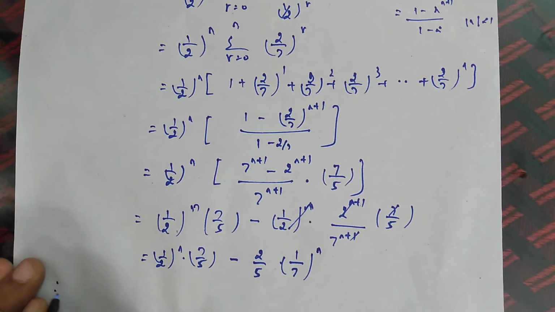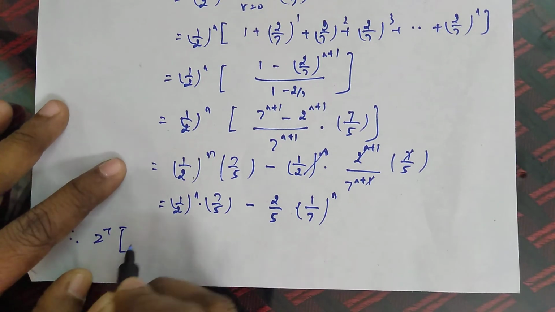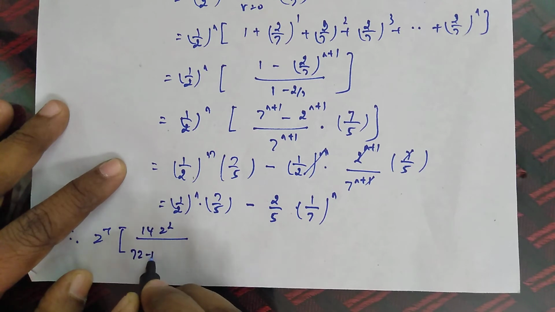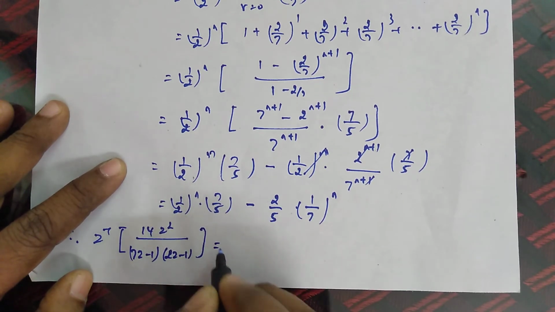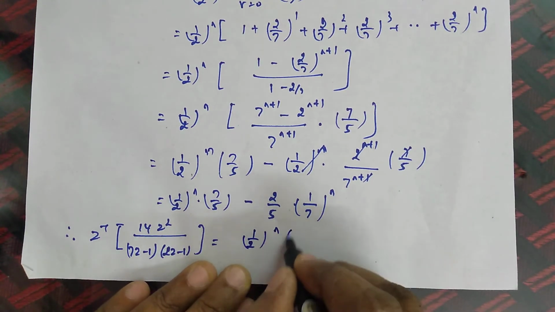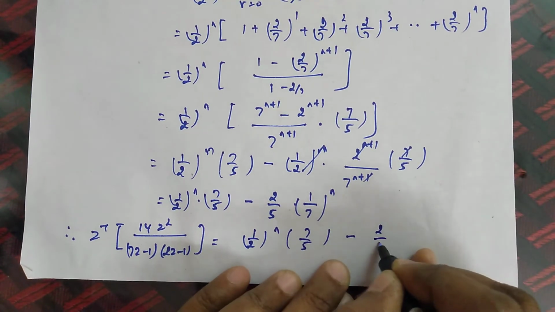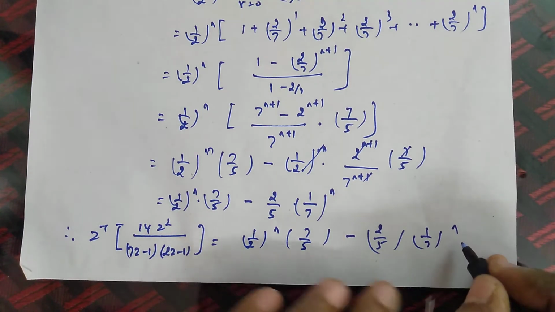Therefore, Z inverse of 14z square divided by (7z minus 1) into (2z minus 1) equal to answer. What is our answer? 1 by 2 power n into 7 by 5 minus 2 by 5 into 1 by 7 power n. So this is the answer for this question.